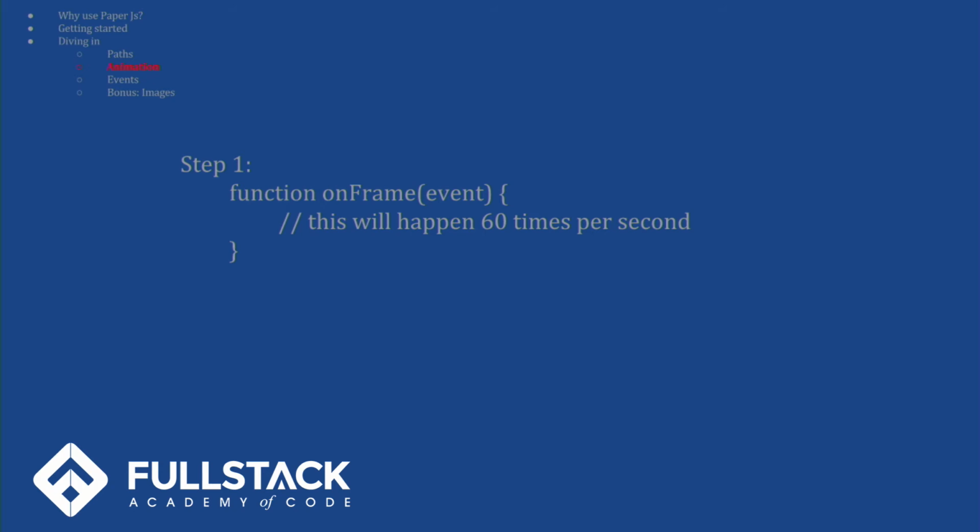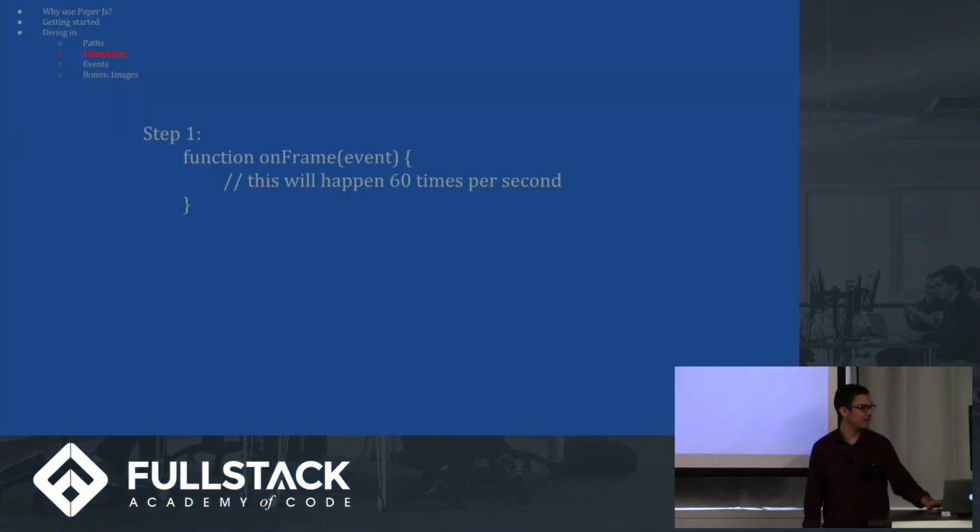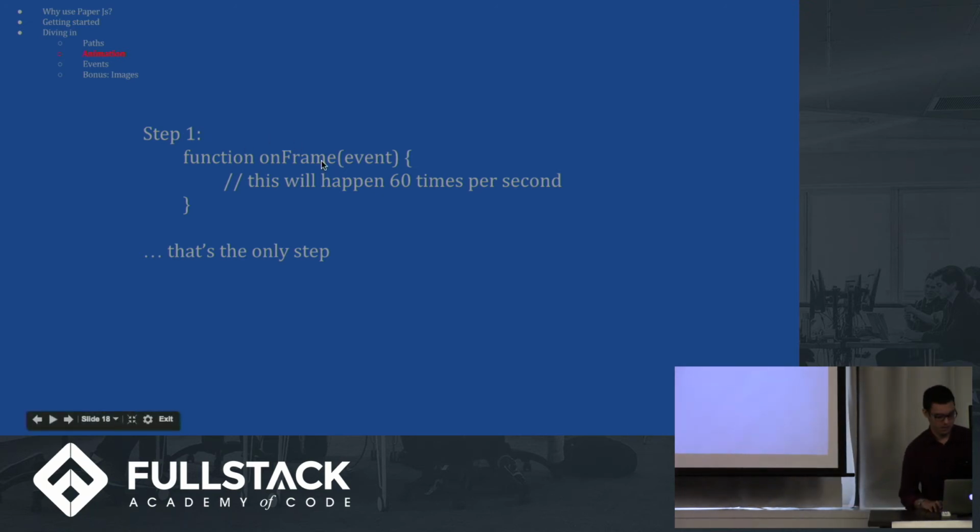OK, so now let's talk about animation. To animate something in Paper.js, all you have to do is call this function onFrame. And whatever you put inside that function is going to happen 60 times a second. And that's it. That's all you have to do to animate things. So let me quickly show you an example of this.